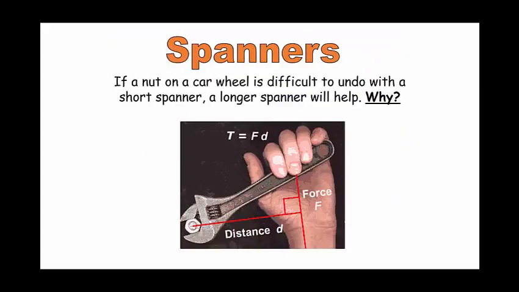Okay? If a nut on a car wheel is difficult to undo with a short spanner, we use a longer spanner. Why? Because we're increasing the moment. Remember, the moment is equal to the force times the distance from the pivot.